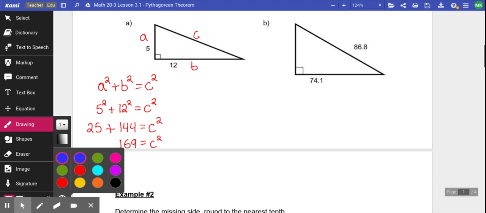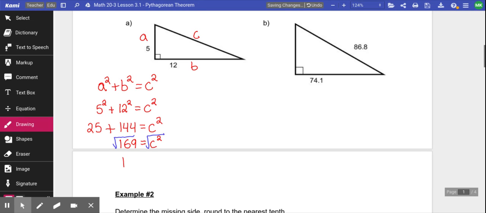Perfect. She square rooted. Because you don't want c squared, you just want c. So to get rid of the squared, you square root both sides. When you square root both sides, the square root of 169 is 13.